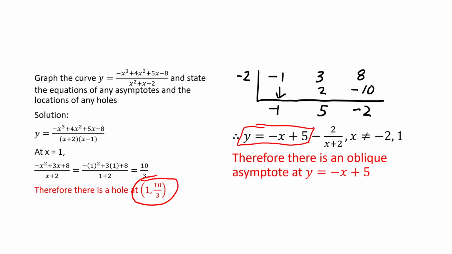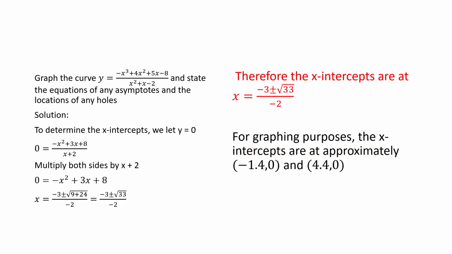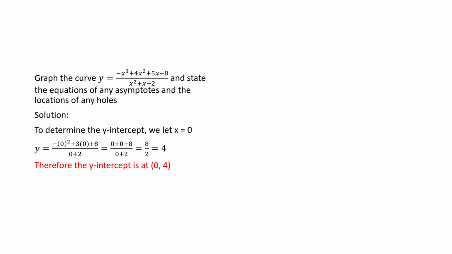Okay? Well, we can now determine the x-intercepts. To do that, we let y equal 0. And it turns out that we get x-intercepts at these values right here, irrational numbers. We can use our calculator to approximate them for graphing purposes. To determine the y-intercept, we can let x equal 0. Letting x equal 0, we get a y-coordinate of 4. And that tells me that the y-intercept is at (0, 4).